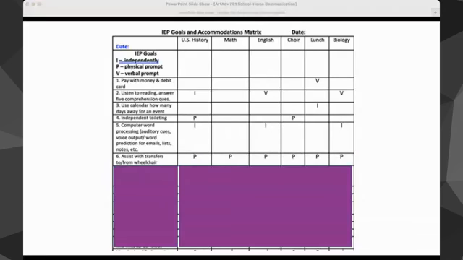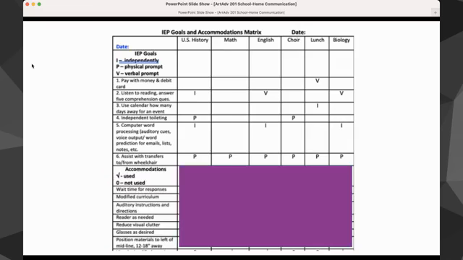And then transfers with the wheelchair, he pretty much always needs a physical assist with that. So this information at the top helped the mother know how much prompting is going on and what kind of prompting is happening. But she also wanted to know about accommodations, and are they really using his accommodations?